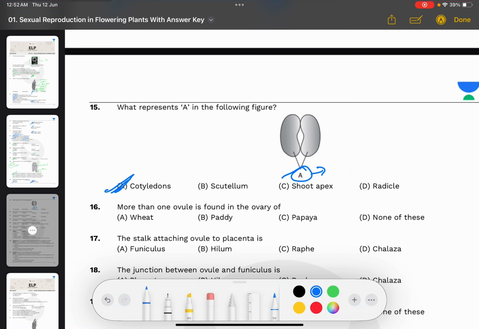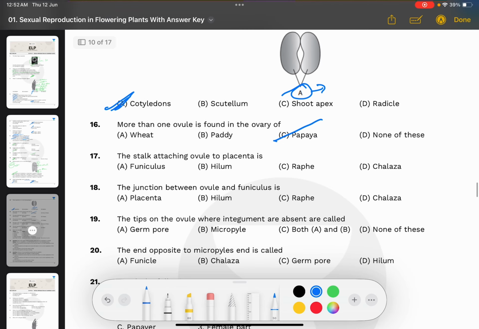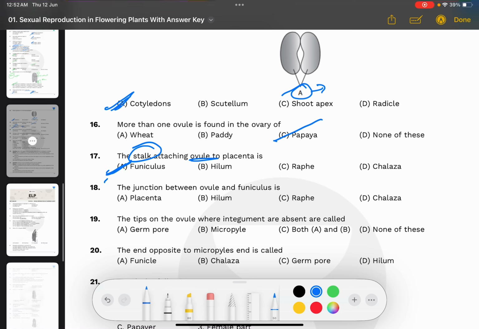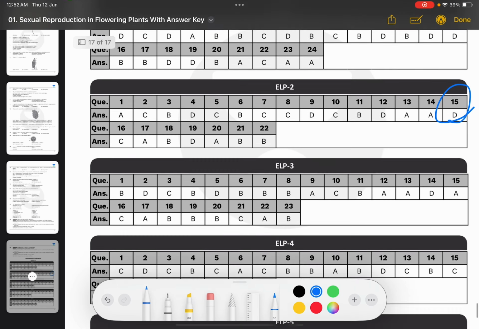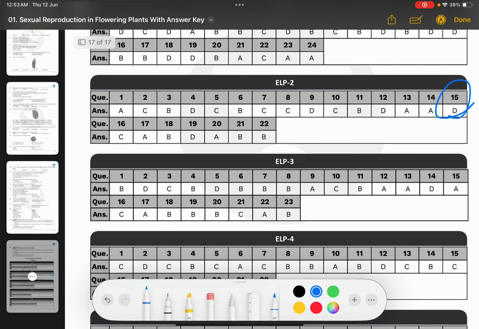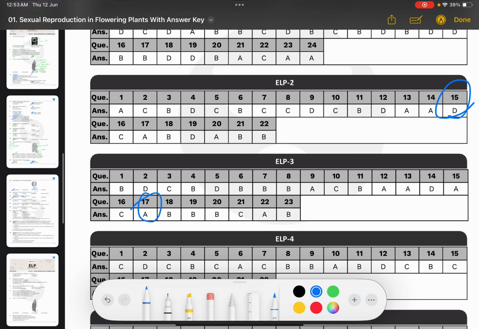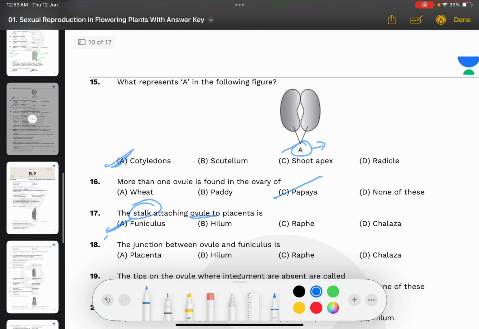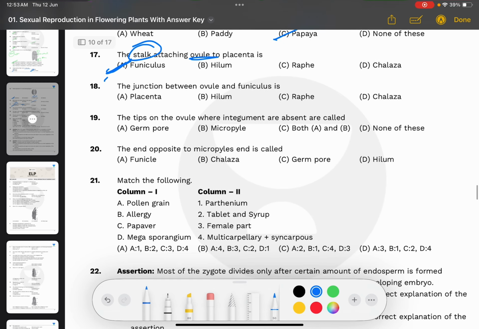More than one ovule is found in the ovary of the papaya. The stalk attaching ovule to the placenta, it is asking about the stalk. So the stalk is the funicle. Funiculus is written. I don't know why funiculus is written. I thought it may be the plural form. But yes, the funicle is the answer.